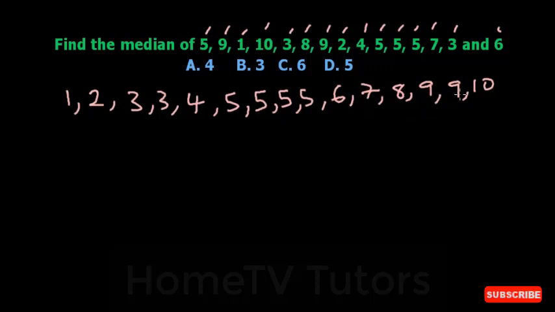11, 12, 13, 14, 15. So 15, the 8th would be the middle term number. 1, 2, 3, 4, 5, 6, 7, 8. So 5. So answer option D is the right answer.